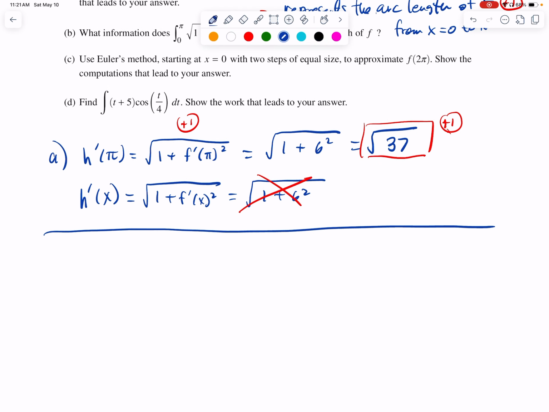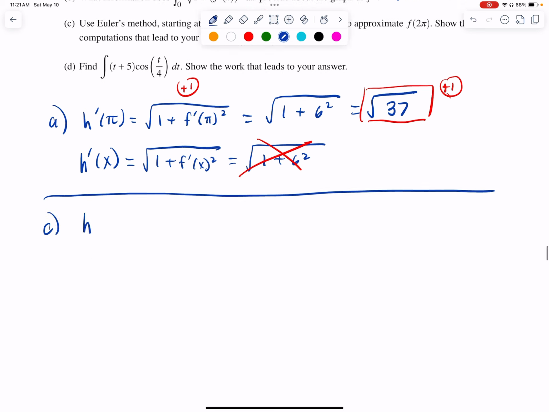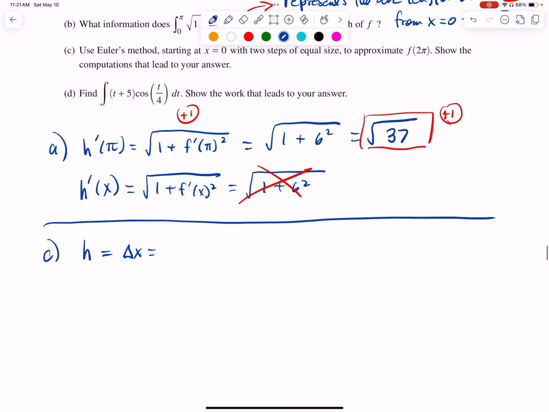Okay, so Euler's method starts first of all with your step size, which we usually refer to as h, but it is the same thing as delta x. And if you're not given what your step size is, it's pretty easy to get because we do the same exact thing as on, let's say, a Riemann sum, which is your b minus your a over the number of partitions or the number of steps in your partition.